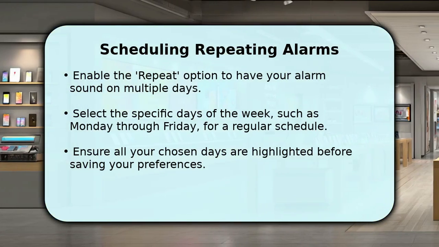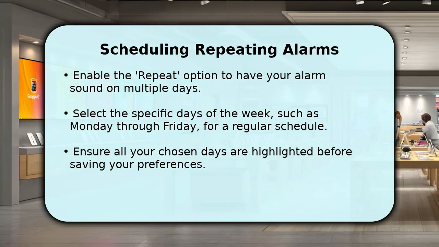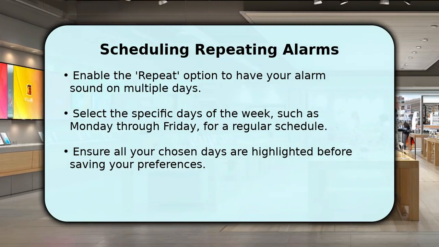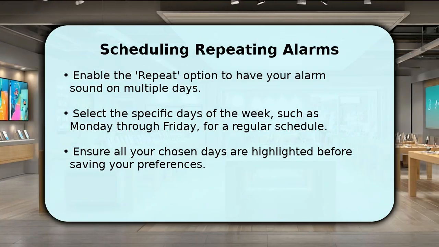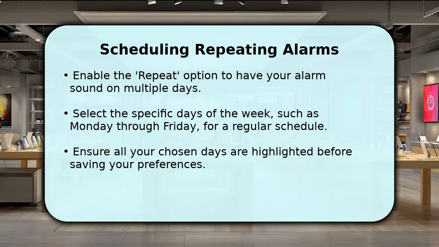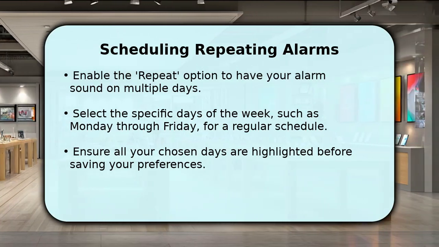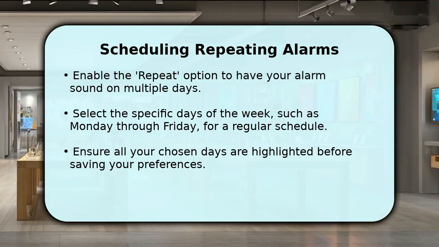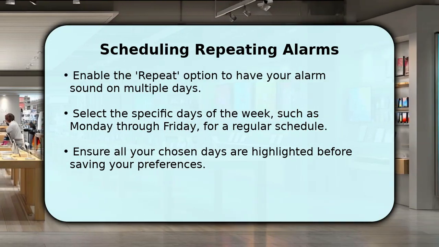For consistent schedules, you can set your alarm to repeat automatically. Look for the Repeat or Days of the Week option within the alarm settings. Here, you can select individual days, for example, every Monday, Wednesday, and Friday, or simply choose every weekday. Make sure your desired days are clearly marked. This feature saves you the effort of setting the same alarm daily. It provides a reliable routine throughout your week.